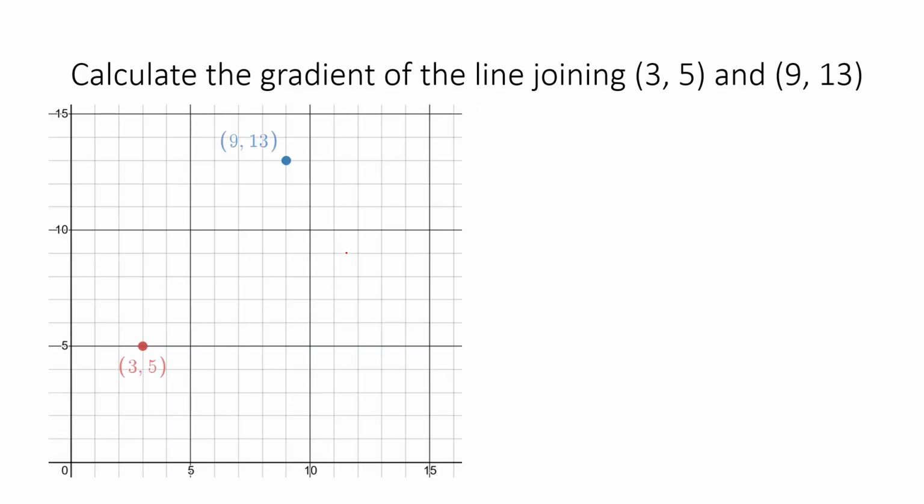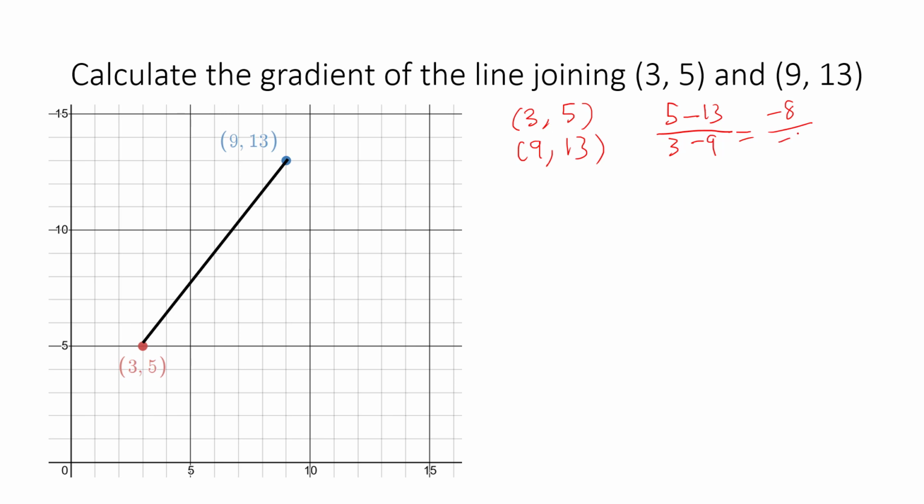Okay, let's get started. So the first example: calculate the gradient of the line joining (3, 5) and (9, 13). So we are supposed to find the gradient of this line. And the formula that I have given is dy over dx. So what I like to do is write the two coordinates, one on top, one below. The difference in y, I can just take 5 minus 13, over the difference in x, 3 minus 9. So I will get negative 8 over negative 6. And this will give me 4 over 3. And this will be my answer.